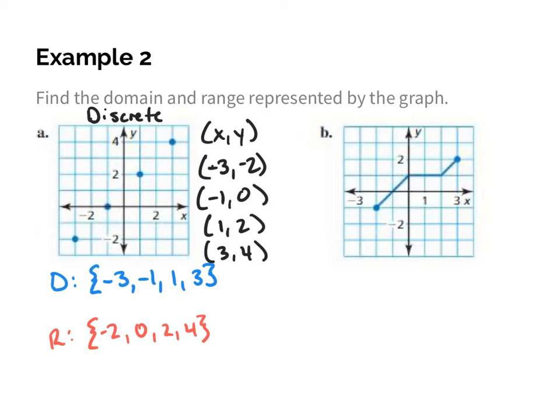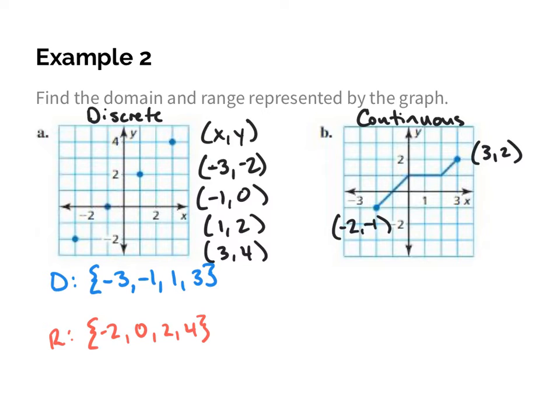Now where it's different is in B. Notice in B that I have only 2 points listed, and then my graph is connected in between. It's connected with some lines, so I don't see individual points in between. So that's called a continuous graph, because from point to point it continues without any gaps in between. If I look at these 2 points, I have a point here of (-2, -1), and I have a point here of (3, 2).